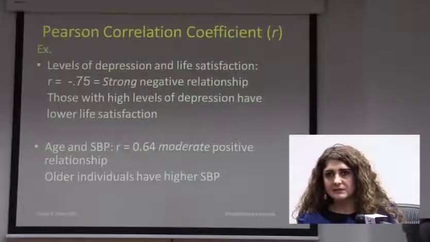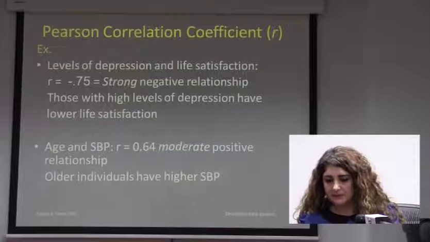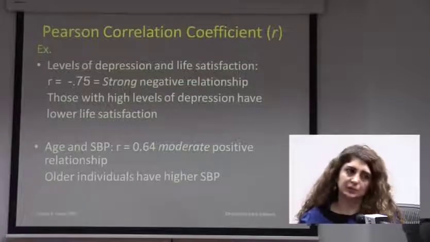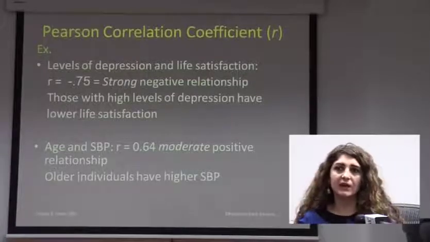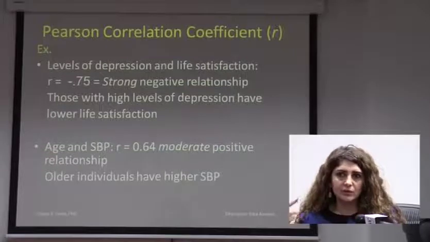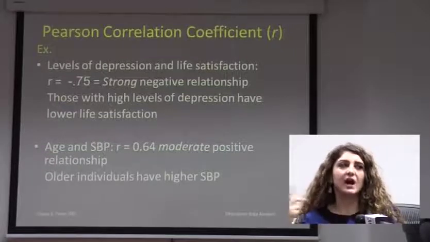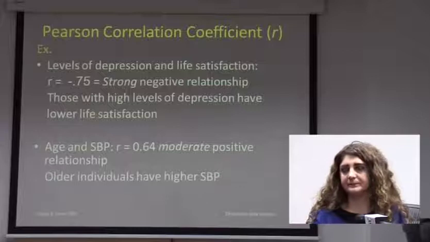If I look at the second example, the very typical example, age and systolic blood pressure, in this situation I have a positive relationship. So older individuals have actually higher systolic blood pressure.